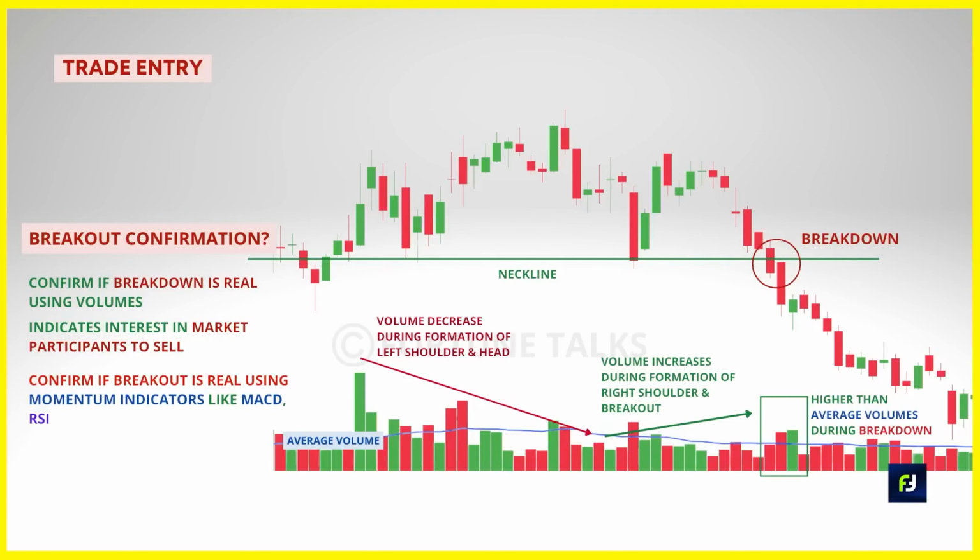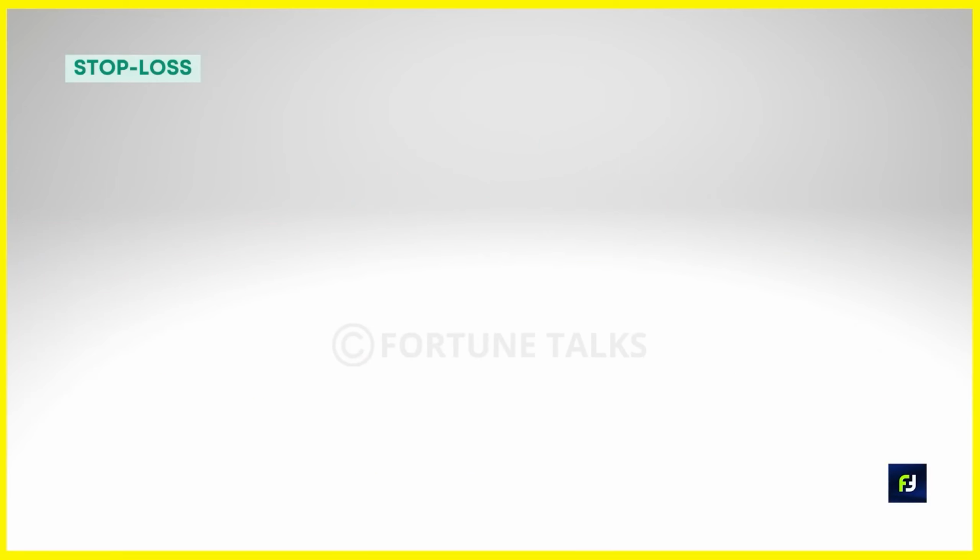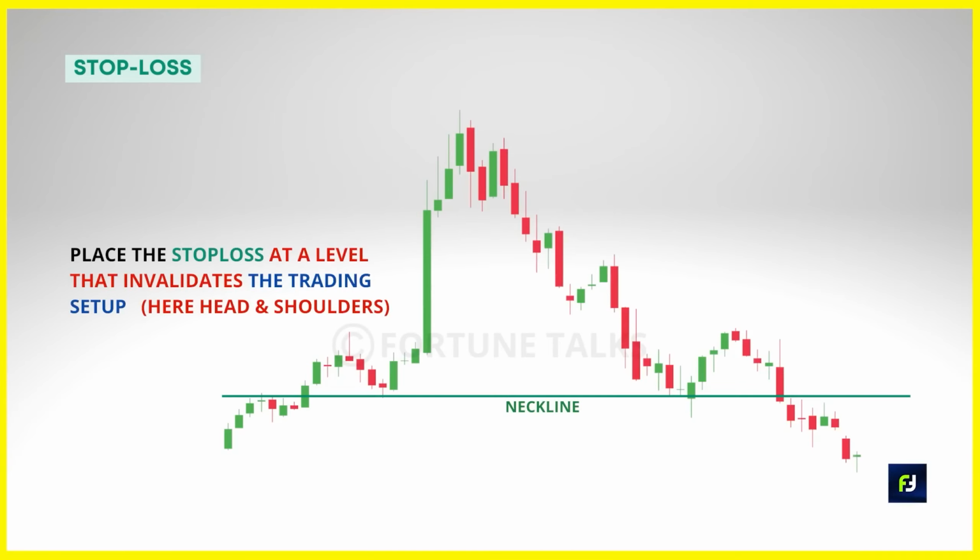So make sure you use the right entry techniques at the right times. Now let us talk about the placement of stop losses with respect to our entry criteria. As I have discussed multiple times, the stop loss should be at a level that if breached will invalidate your trading setup. Now since we are dealing with a head and shoulders pattern, your stop loss should be at a level that invalidates the pattern altogether.